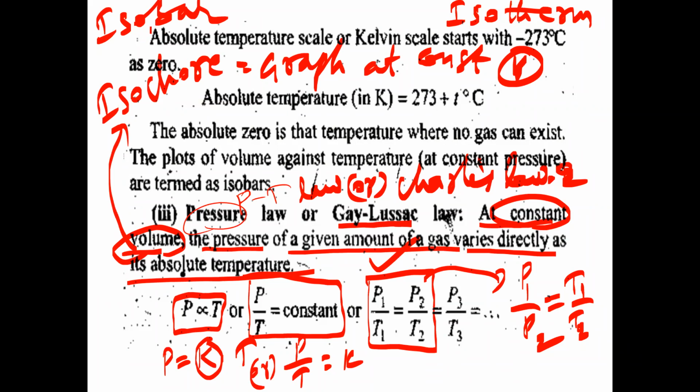And the graphs of Charles law. In Charles law, volume is directly proportional to temperature at constant pressure, right? So at constant pressure, the graph is called an isobar. Isobaric graphs are the graphs plotted at constant pressure, and isochore graphs are plotted at constant volume. So isochoric graphs we observe in Gay-Lussac's law, isobaric graphs in the case of Charles law 1, and isothermal graphs in Boyle's law. This point we have to keep in mind.